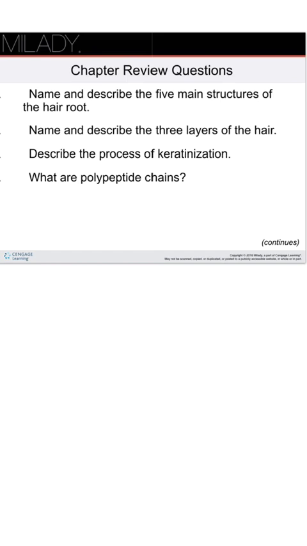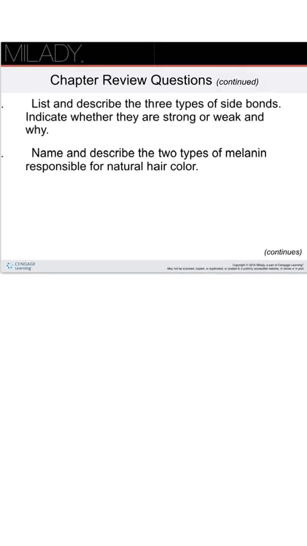Number 4, what are polypeptide chains? Number 5, list and describe the 3 types of side bonds. Indicate whether they are strong or weak and why. Additionally, list how these side bonds are broken and reformed. Number 6, name and describe the 2 types of melanin responsible for natural hair color.